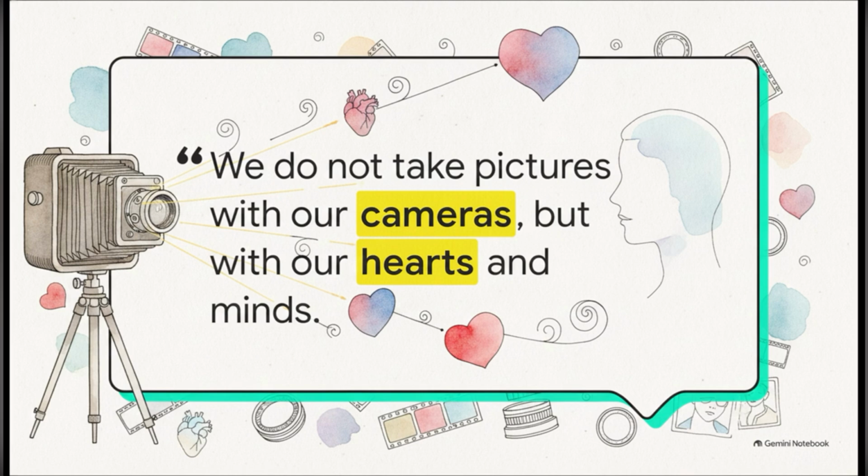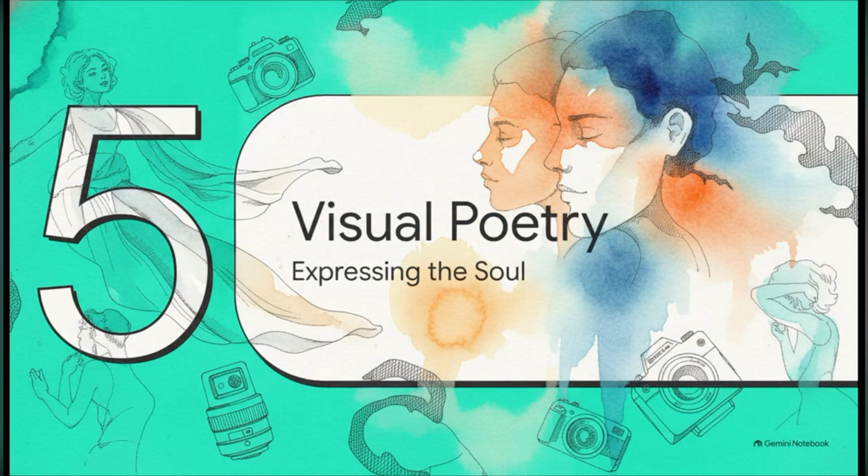Newman was incredibly meticulous. He used a massive large format camera and a tripod to capture every tiny detail. But he never forgot that the camera is literally just a tool. The real image, that comes from within the photographer. And that leads us perfectly into our final segment, Section 5, Finding Your Visual Poetry.